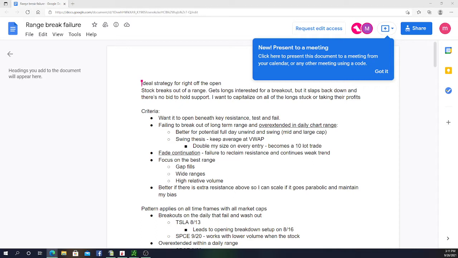failed on. So I kind of want it to open beneath key resistance, test it. It can hit just below it, at it, or above it, and then run above it a little bit. And then I'm looking for it to fail underneath. There's a lot of different ways that you can play it, and I'll start going through some of my ideas on how I look to play some of them when I get into some of the examples.